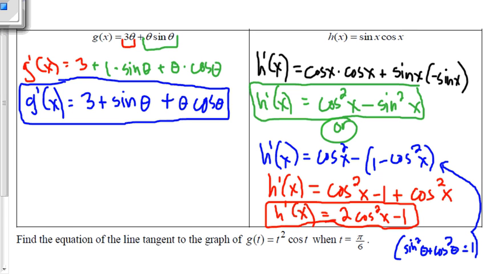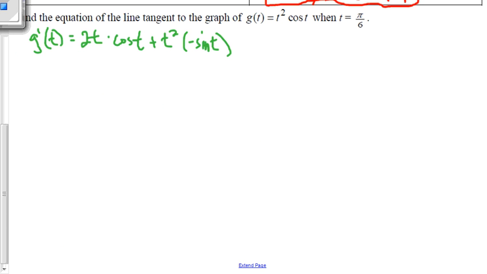Okay, so let's do this last example. To find the equation of the line tangent to the graph of g of t, which is equal to t squared cosine t, when t equals pi over 6. So first thing I need to do is find the derivative. Once I find the derivative, I can substitute in pi over 6, and that'll give me what the slope is right then and there. And then I can find the point of tangency, and that'll give me the equation. So it's going to be a couple steps here. First thing we do is use the product rule to find the derivative. Then simplifying gives us this.